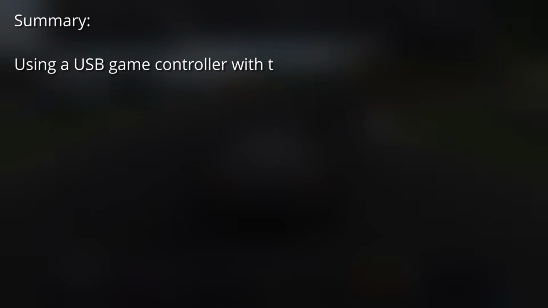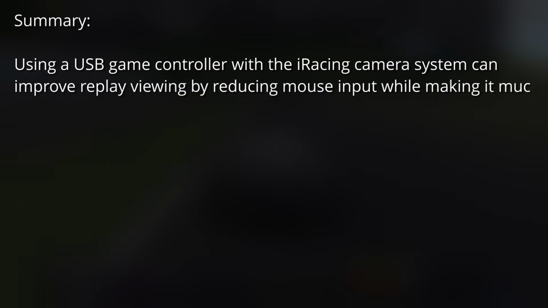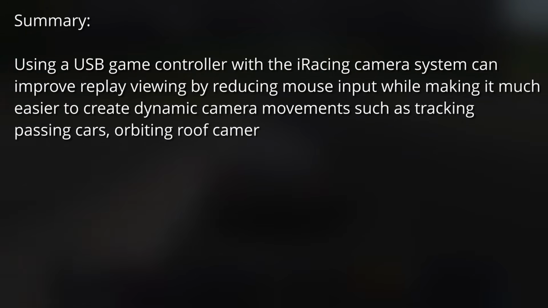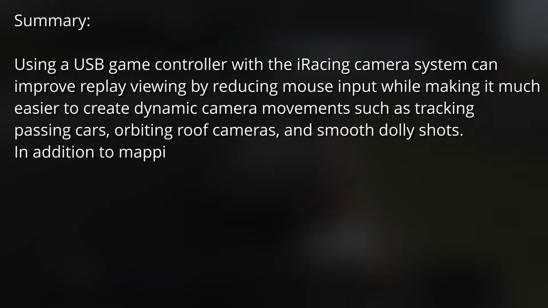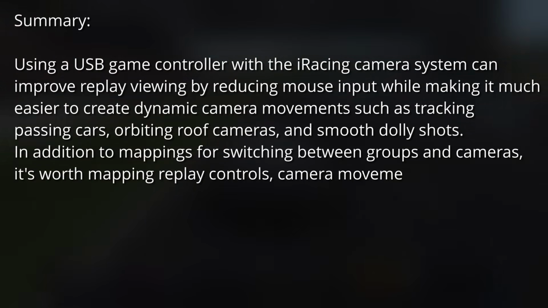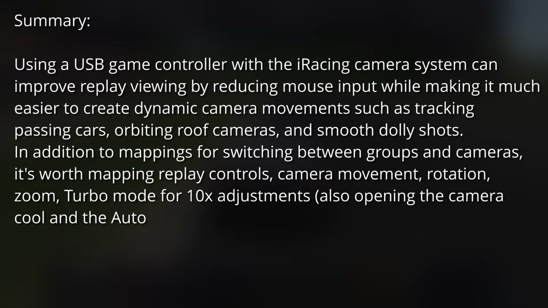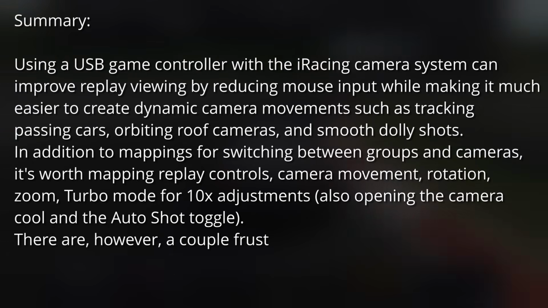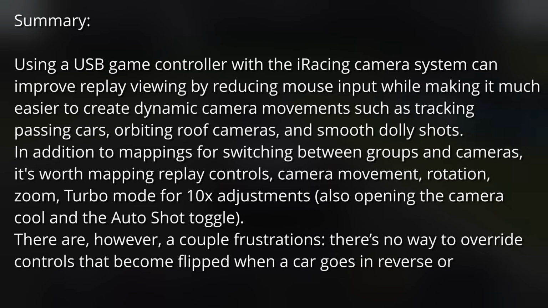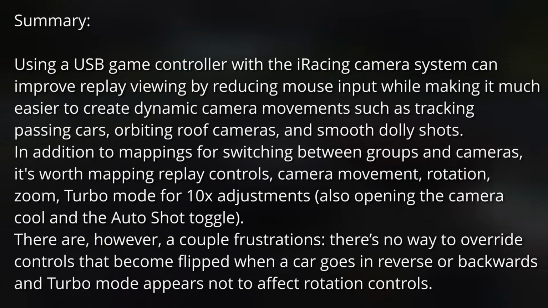Summary: using a USB game controller with the iRacing camera system can improve replay viewing by reducing mouse input, while making it much easier to create dynamic camera movements such as tracking passing cars, orbiting roof cameras, and smooth dolly shots. In addition to mapping for switching between cameras and groups, it's worth mapping replay controls, camera movement, rotation, zoom, turbo mode for 10x adjustments. There are, however, a couple frustrations. There's no way to override controls that become flipped when a car goes in reverse or moves backwards, and turbo mode appears not to affect rotation controls.